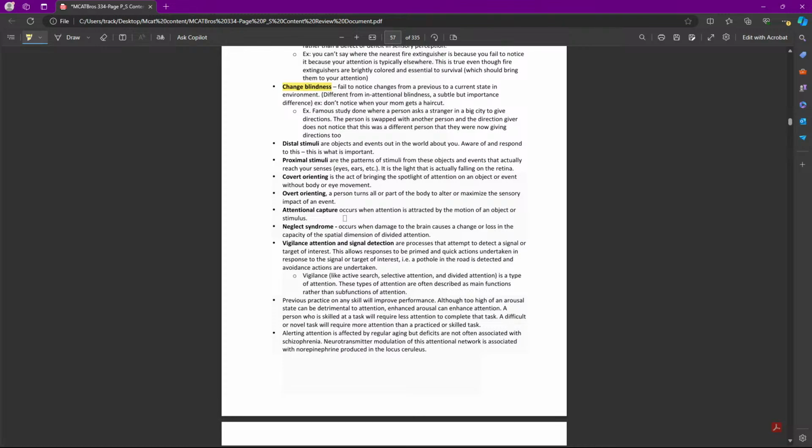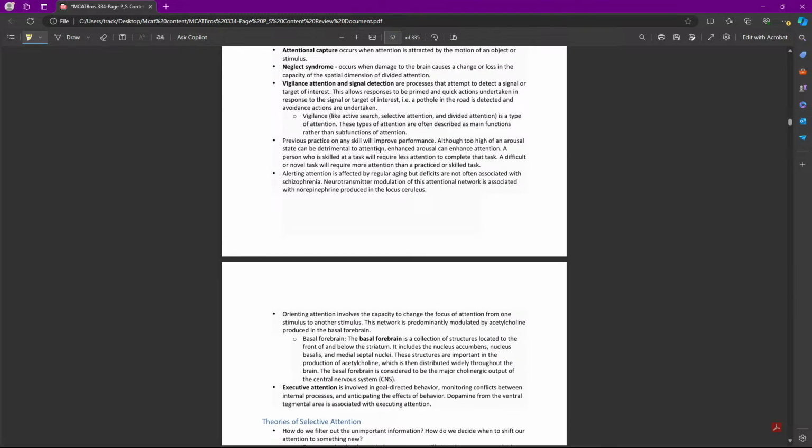Attentional capture occurs when attention is attracted by the motion of an object or stimulus. The next syndrome occurs when damage to the brain causes a change or loss in the capacity of the spatial dimension of divided attention. Vigilance attention and signal detection are processes that attempt to detect a signal or target of interest. It allows responses to be primed and quick actions undertaken in response to a signal or target of interest. Example, a pothole in a road is detected to avoid as actions are undertaken. Vigilance is a type of attention. These types of attention often describe a main function rather than a subfunction.